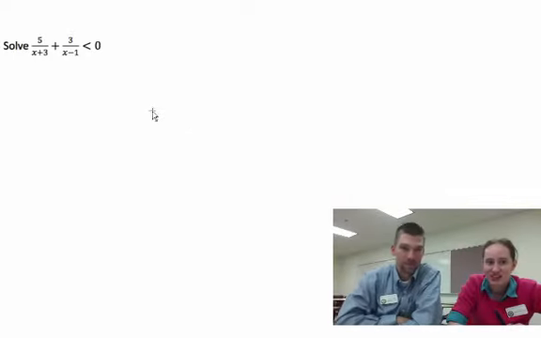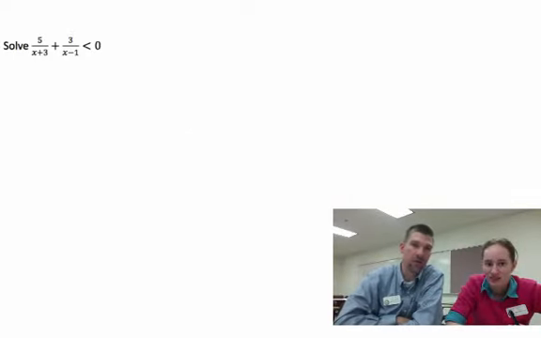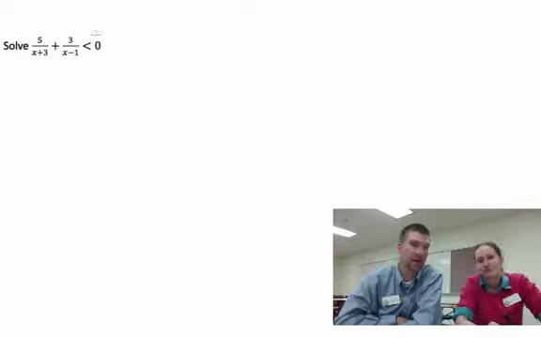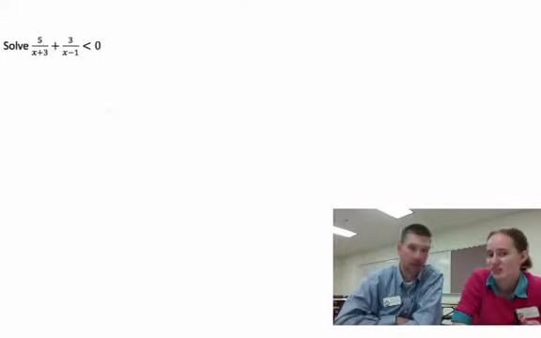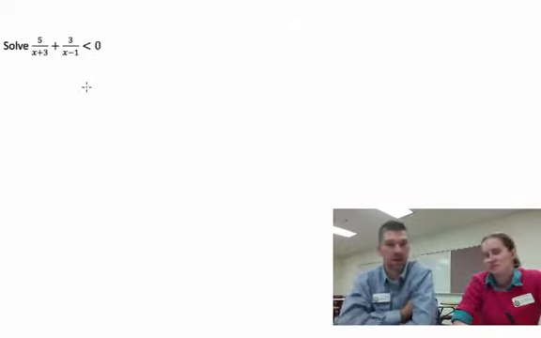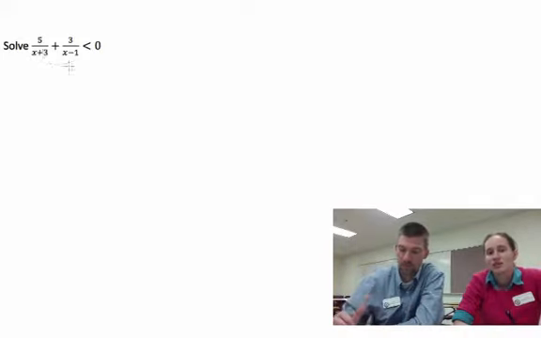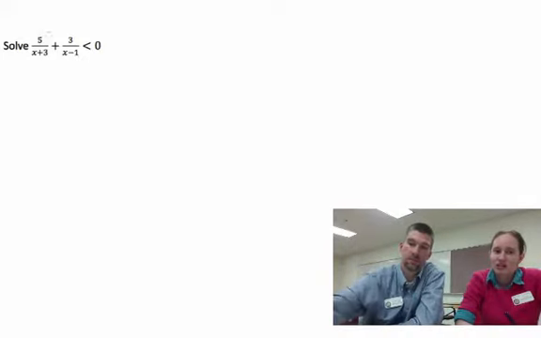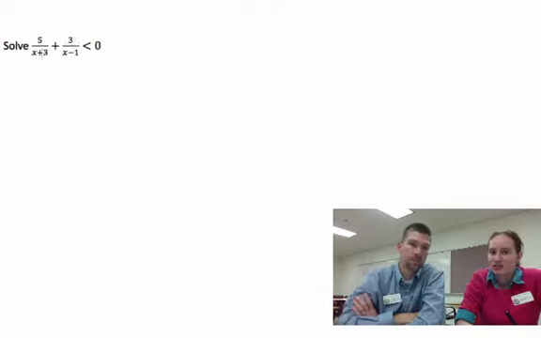Hey, solve this thing right here. Whoa, hey, that's another rational expression, but this time we're adding. So should we get a common denominator? I'm thinking common denominator. So our common denominator would be x plus 3, x minus 1, because that's what each of these are, so we would have to multiply the first fraction by an x minus 1 and the second one by an x plus 3.